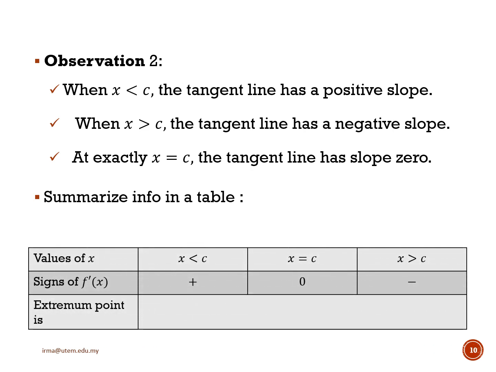So if you see here, when x is less than c, you will have the positive slopes, which means that as x increases, y also will increase. And when x is greater than c, you will have the negative slope, so when x increases, y will decrease. So if we combine this slope, and we have this one as 0, you will have the maximum point.